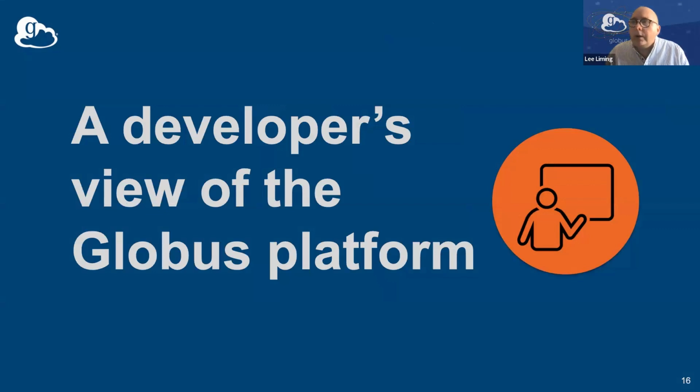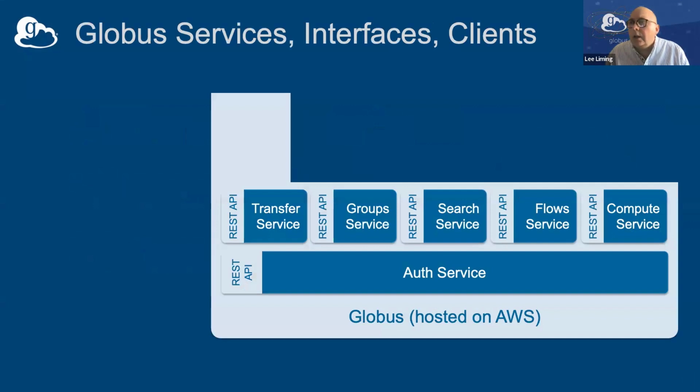Very quickly, from a developer's point of view, this is what we're going to be spending most of the tutorial on. I just want to give you a brief overview of what Globus looks like from a developer perspective. First of all, we have a whole bunch of things that are hosted in Amazon Web Services. All of our APIs are hosted in AWS, and they're available 24/7. They very rarely have any downtime. When they do, it's announced on our main announcement email lists.